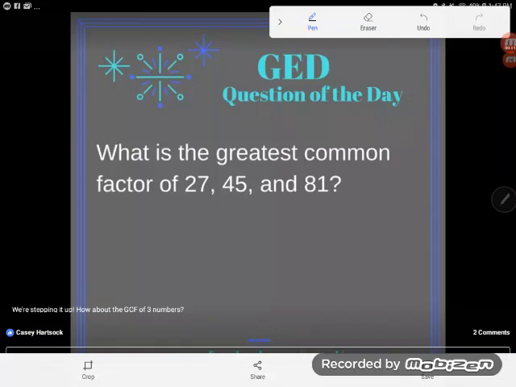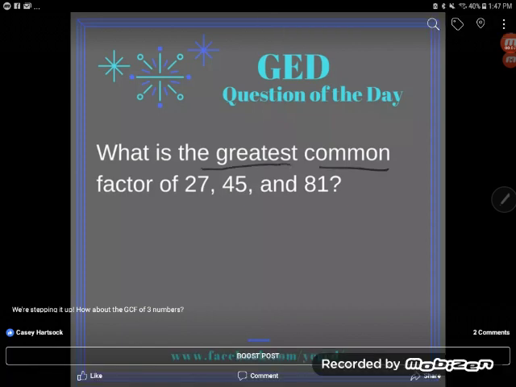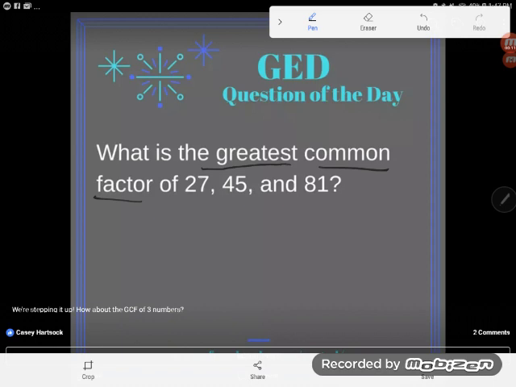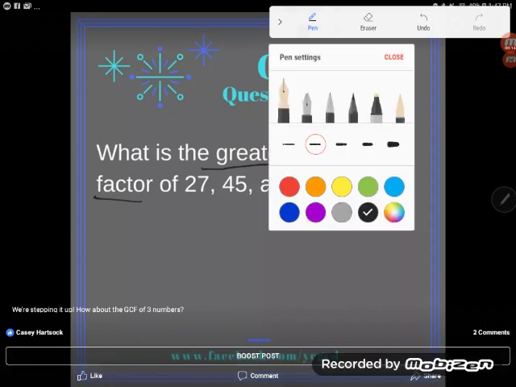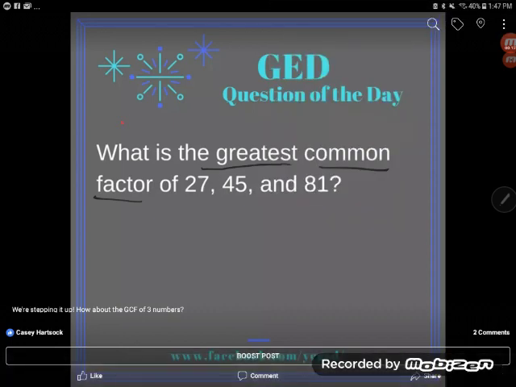Hey GED students, it's GED question of the day time, and it looks like I'm looking at another greatest common factor problem here. We see: what is the greatest common factor of 27, 45, and 81?